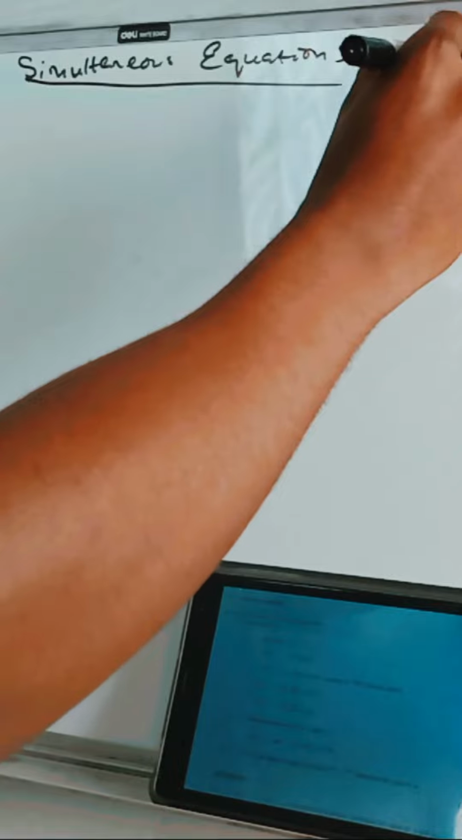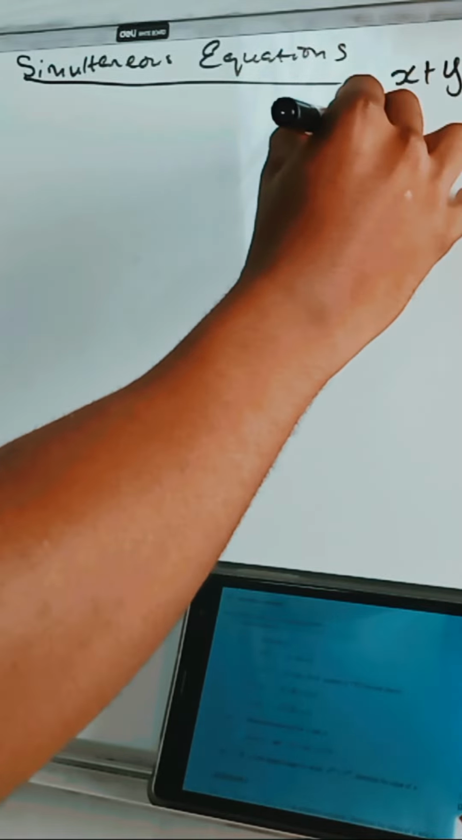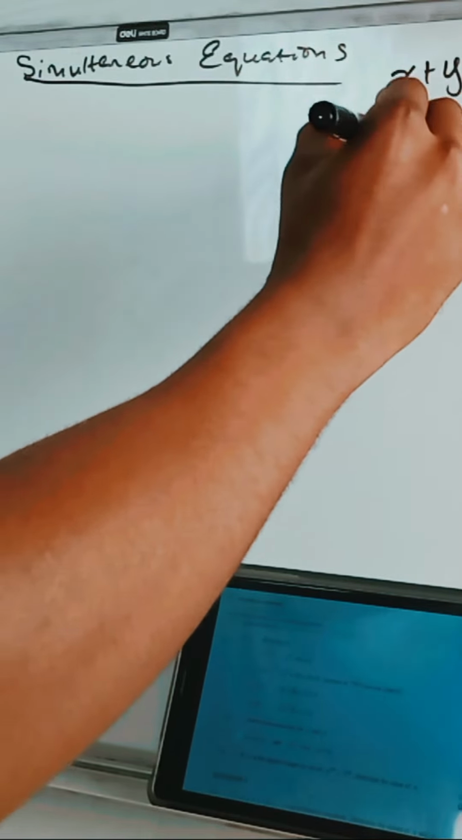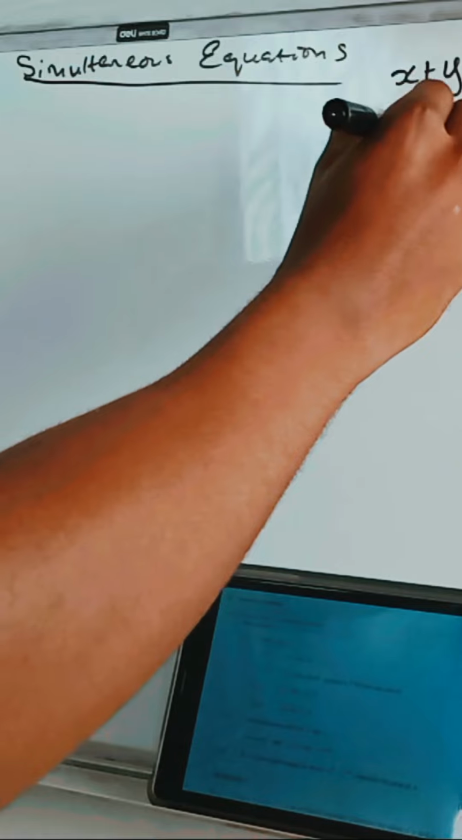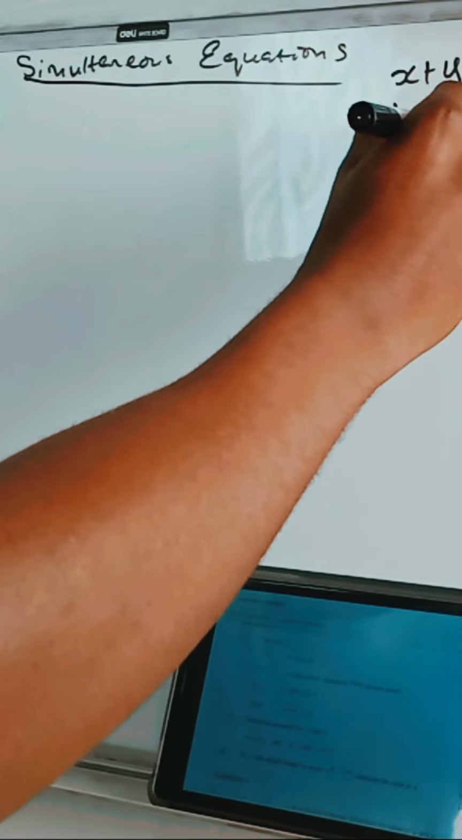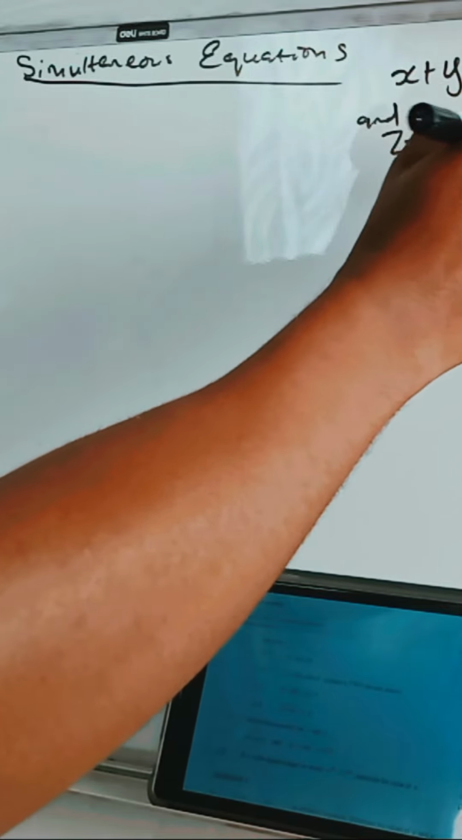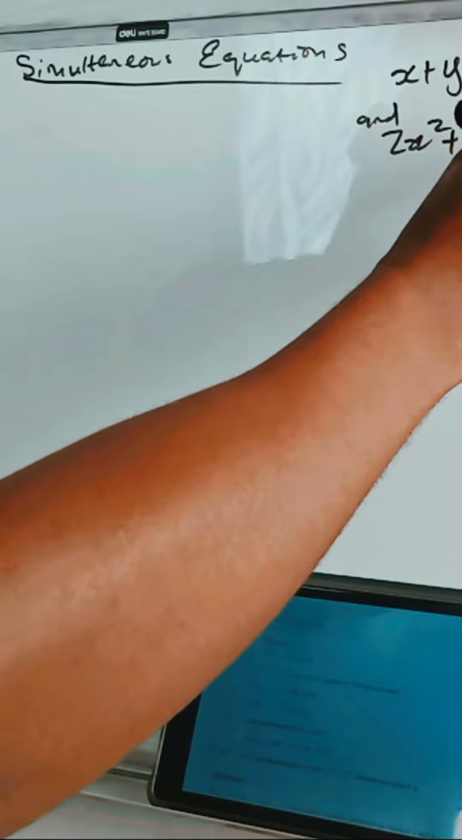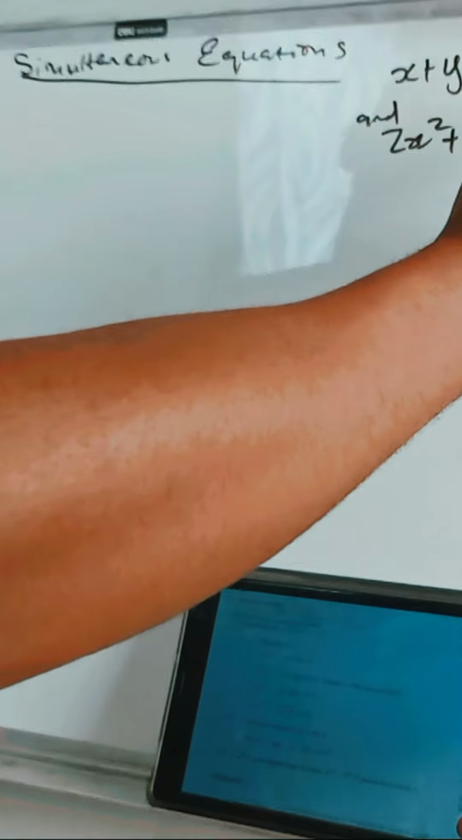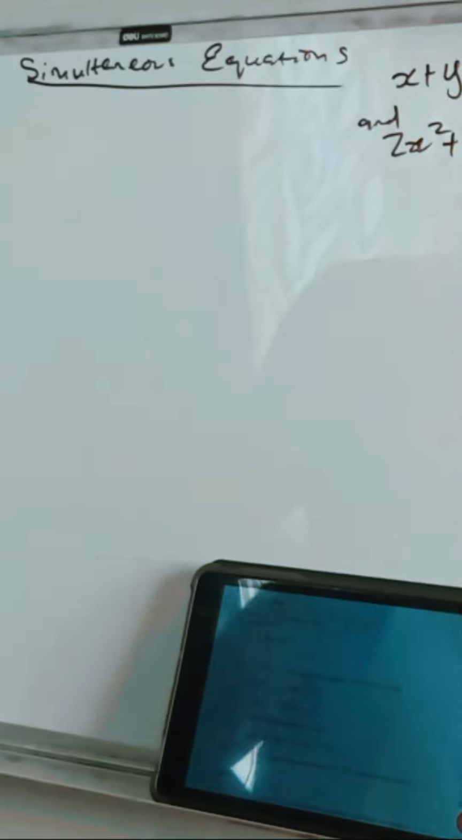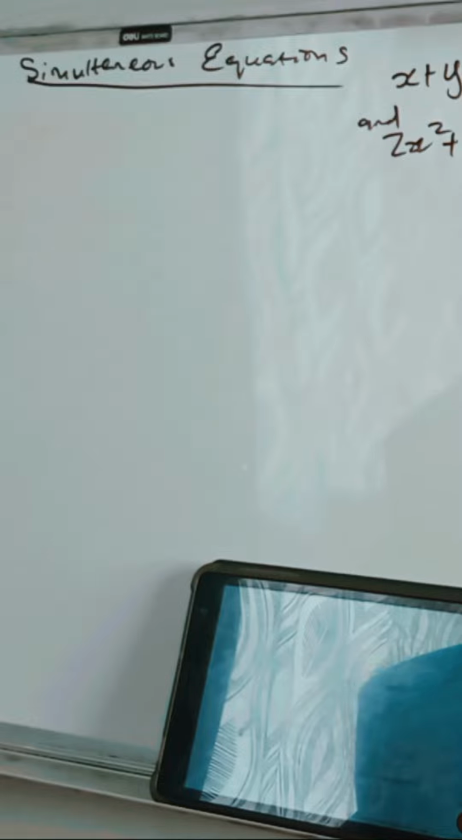Here we have the equation x plus y is equal to 3, and 2x squared plus 4xy minus y is equal to 15. So this is our equation.